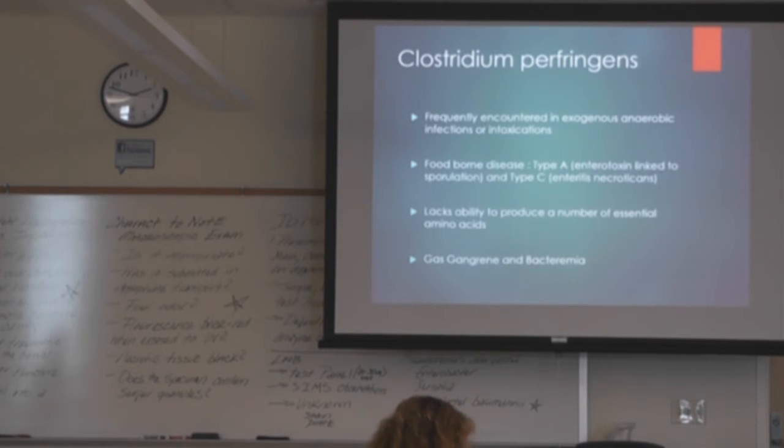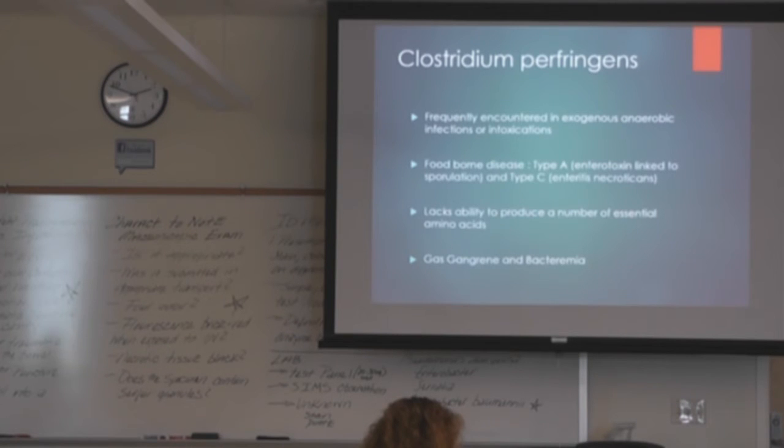So you have the foodborne disease, which is type A, okay? And that one's linked to sporulation. And then you have type C, which is enteritis. Okay, so make sure you know the difference between type A and type C. Okay? Let's see. Gas gangrene and bacteremia, those are examples of what this bug can do. And most of the time it's associated, like I said, with contaminated food, but a lot of times with meats and gravies of all things. Okay? And you can get massive, massive food poisoning from this.